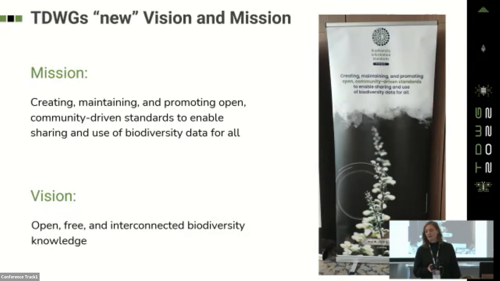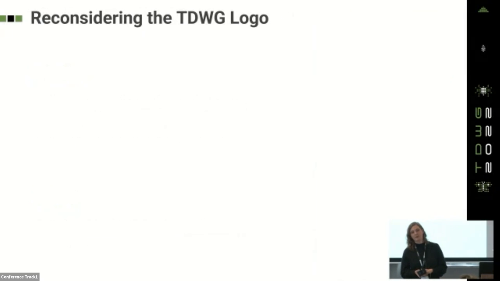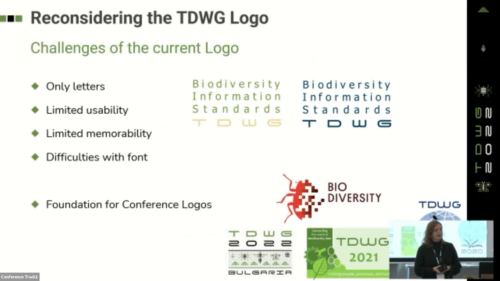The second thing, which you already see here in the roll-up and have seen on some of the opening slides, is that we were also reconsidering our TDWG logo. What we had was just a couple of letters. It's limited in its usability. It's also difficult for other people to remember how the TDWG logo might look on a presentation because it's just text. And we also had some difficulties with that font because it was not openly available, so you couldn't add this to any of your presentations. I think we already made a great effort over the years for conference logos, and they all looked great, but they all started from scratch, developing a new one. So they all looked a bit different, and it was difficult to see that this is really a TDWG conference, apart from the TDWG letters.